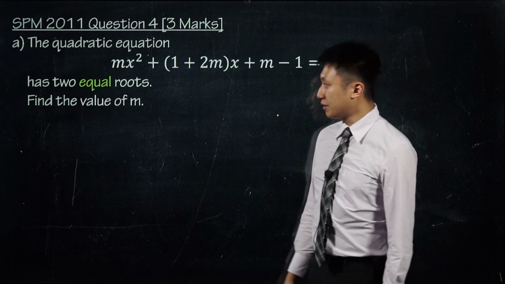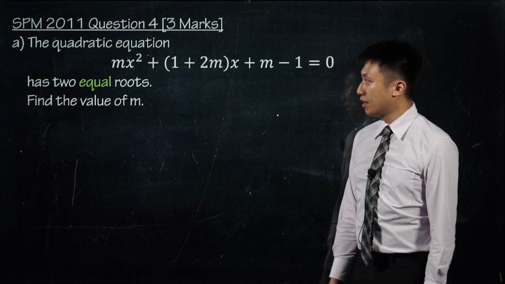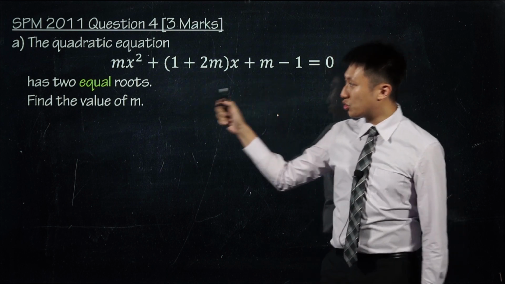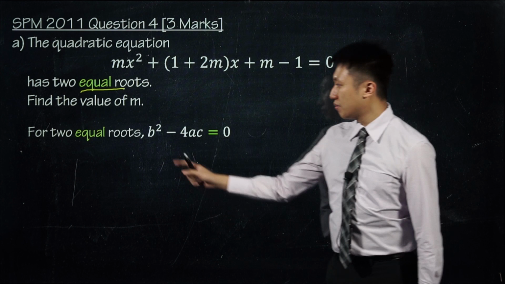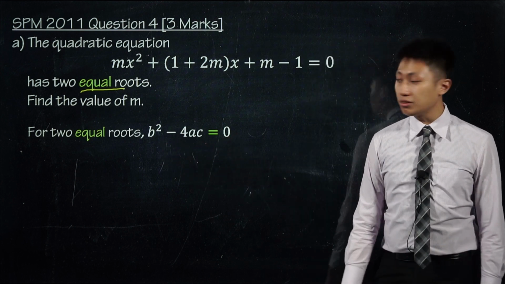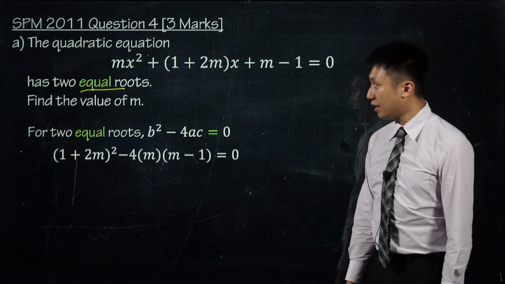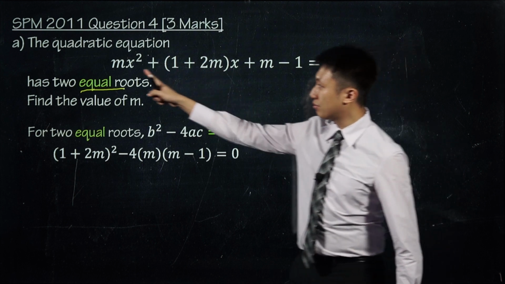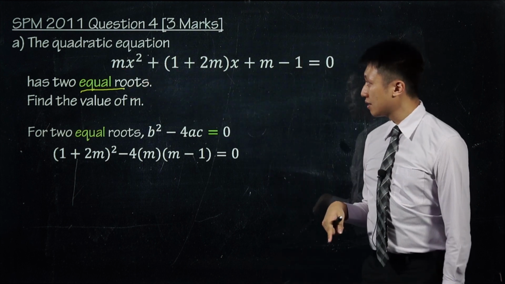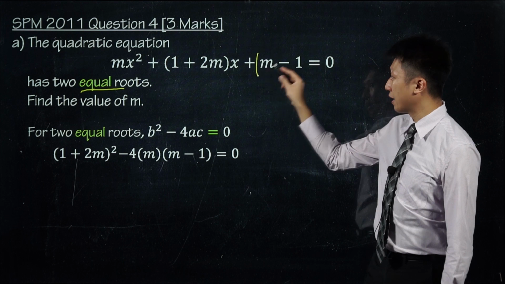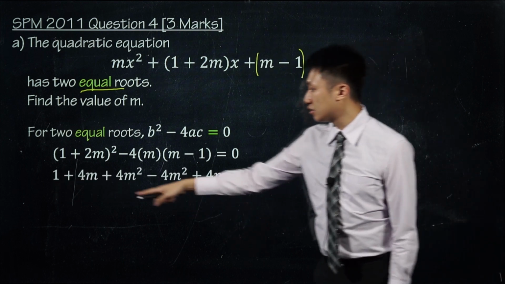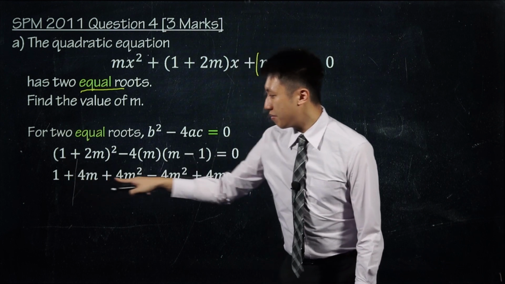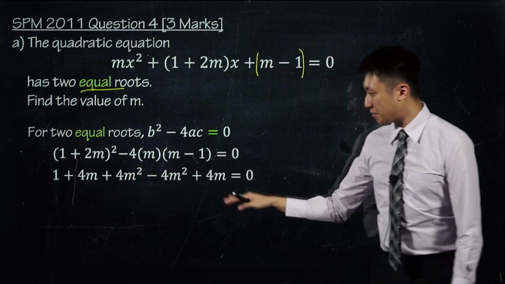All right, so for this one, find the value of m if they have equal roots. Okay, so what we do, two equal roots, so b squared minus 4ac must be equal to 0, the discriminant. Then b squared is this one squared, minus 4 times m times minus 1. Okay, so then simplify it, expand it. So you get 1 squared plus 4m plus 4m squared minus this thing multiplied together.